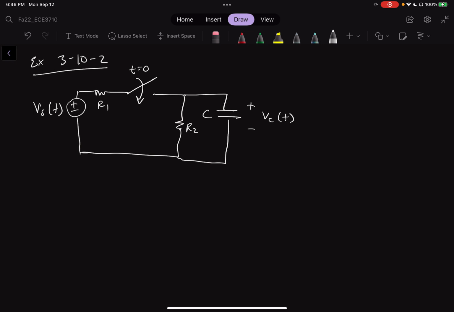So let's assume we are given the following values. Vs of t is equal to 4 volts. Does not change with time. R1 is equal to 10 ohms. Assume R2 is equal to 10 ohms as well. And assume C is equal to 1 microfarad.